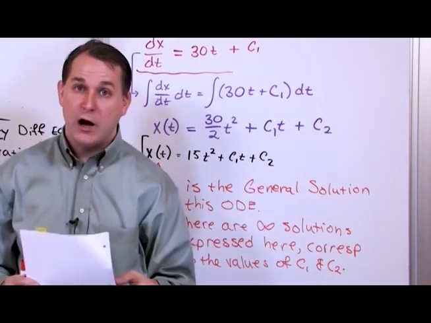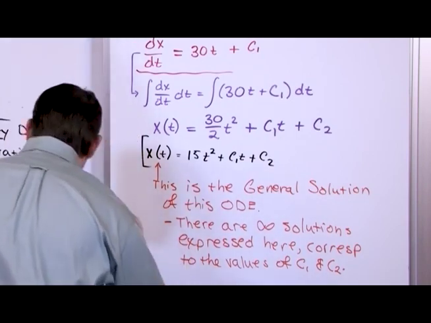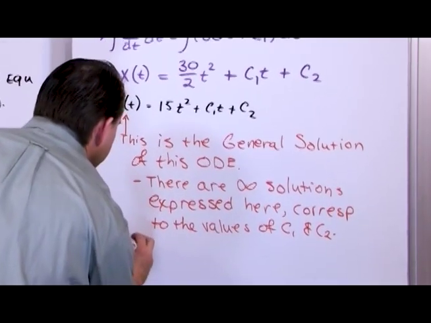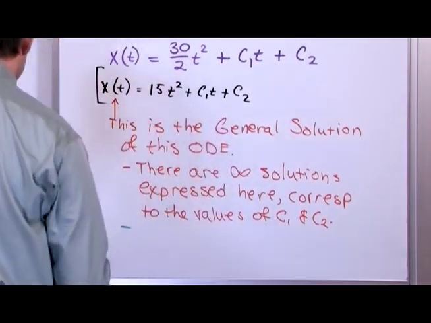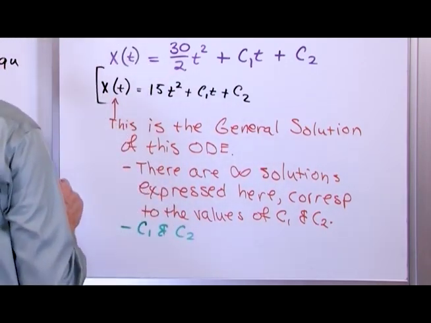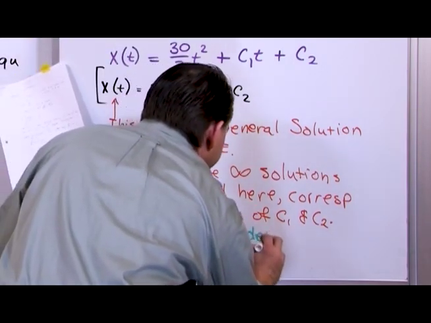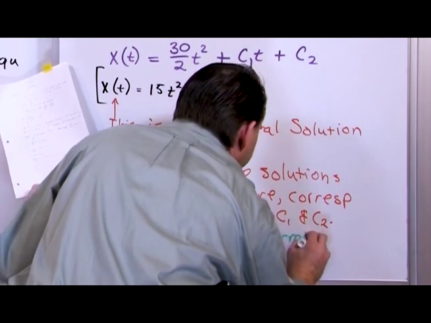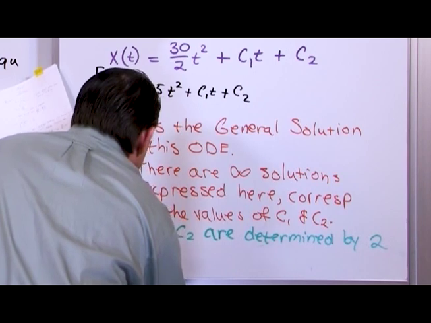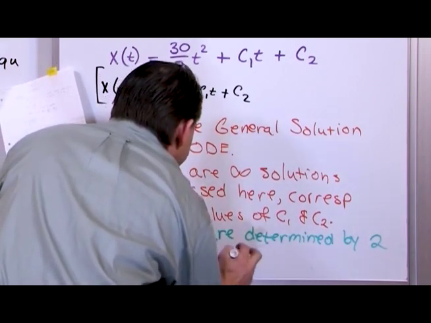So that's enough of talking about it. Let's go ahead and make a little bit more progress. So let me write one more thing down, and I'm going to put it in a different color just so we don't get cross-eyed looking at this. C1 and C2 are determined by two initial conditions. Whoops, let me spell conditions correctly. Conditions.